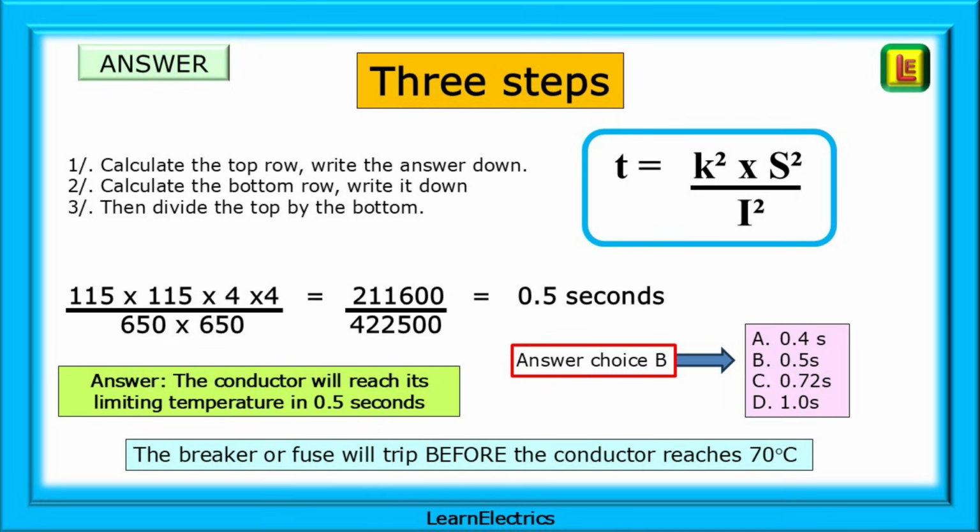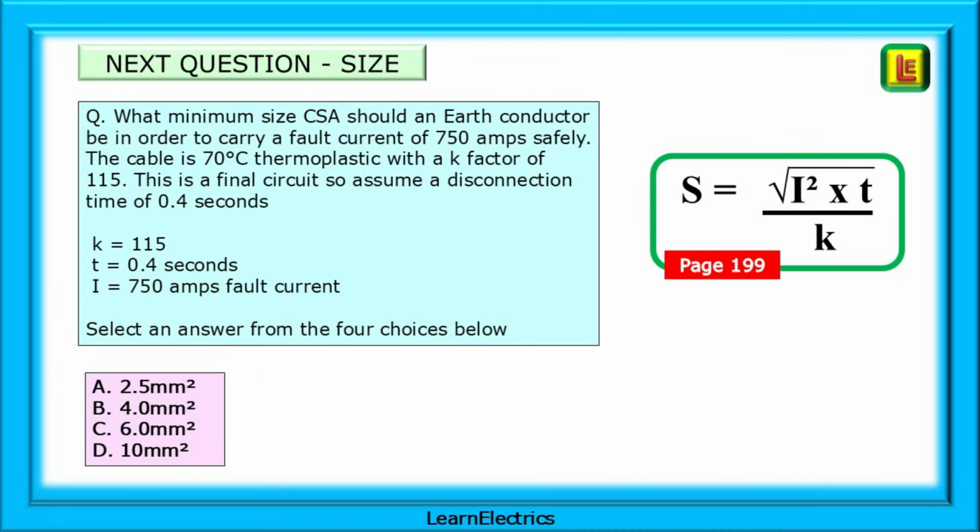The conductor will reach its limiting temperature in 0.5 seconds, but that will not happen. The breaker or fuse will trip before the conductor reaches 70 degrees Celsius. Next question. This time we'll use the adiabatic equation for size.